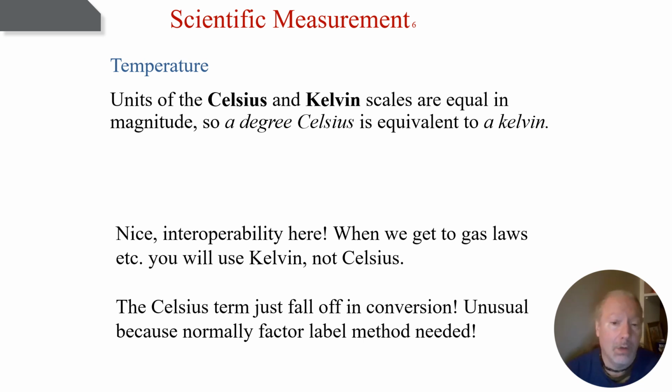So these are scales that have the same magnitude, but a different range, so to speak. So a degree Celsius is equivalent to a Kelvin. So there's what they call interoperability here. Interoperability, okay? We will get into gas laws and we'll need to use Kelvin as well, not Celsius. In most cases, it would mess up the results. So the Celsius term falls off and we just convert right into Kelvin.